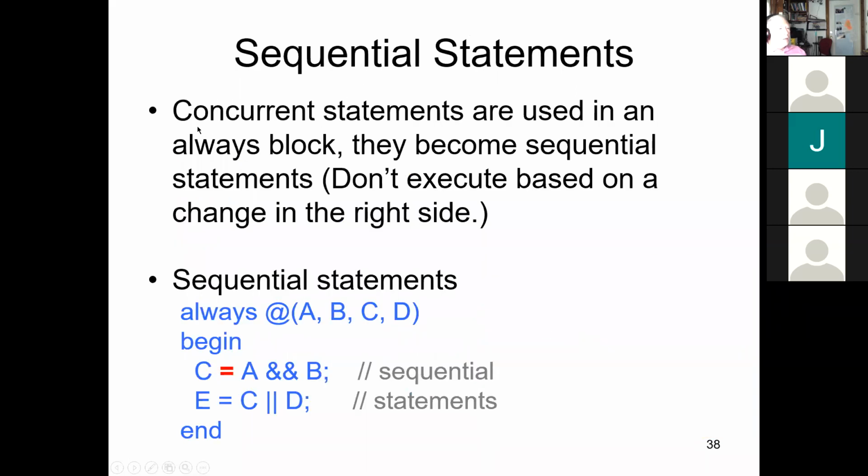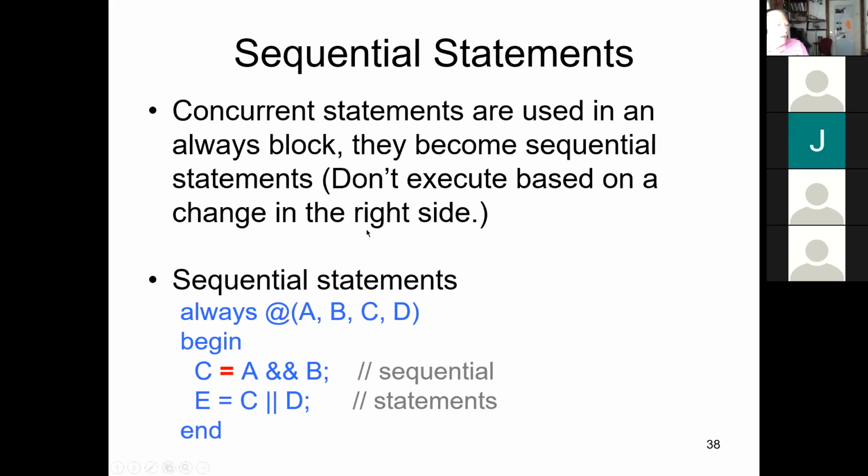Okay, so concurrent statements used in an always block become sequential. We put what look like continuous assignments in an always block, like C equals A and with B, but in an always block, it's considered sequential. Now, we're going to talk a little bit about this equal sign here. It turns out we have two different assignment operators in an always block: the equal sign, and the less than equal sign. They work differently. The equal sign is called blocking, and the other one's called non-blocking, and we'll talk about that. But you do have to pay attention.